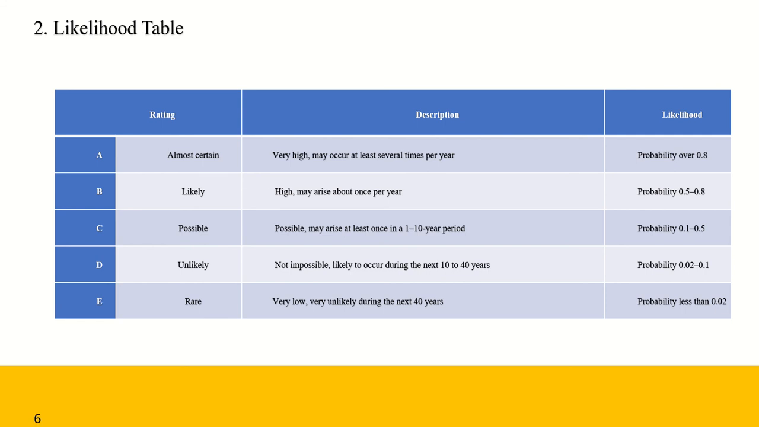Likelihoods are rated in terms of annual occurrence on a 5-point descriptive scale showing the likelihood of specific risks arising and leading to assessed level of consequences. As you can see here, we have 5 categories from A to E, almost certain to rare, and each of them has a specific likelihood.